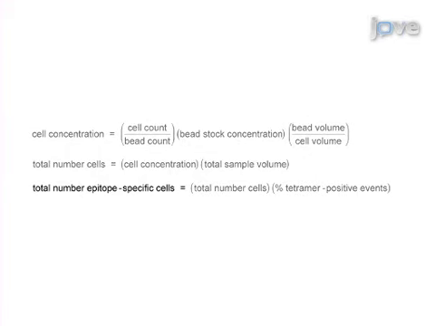The absolute numbers of epitope-specific T-cells in a sample are calculated by multiplying the total number of all the cells in the bound fraction of the enriched sample, as determined from the bead count analysis, with the proportion of these cells that are tetramer positive, as determined from the cell staining analysis.